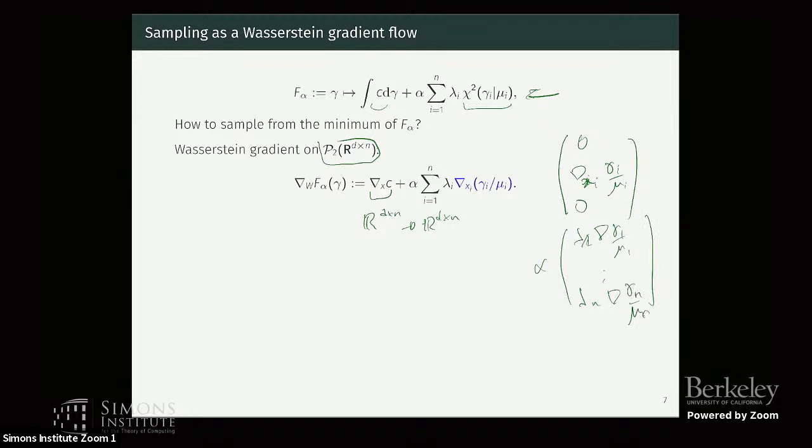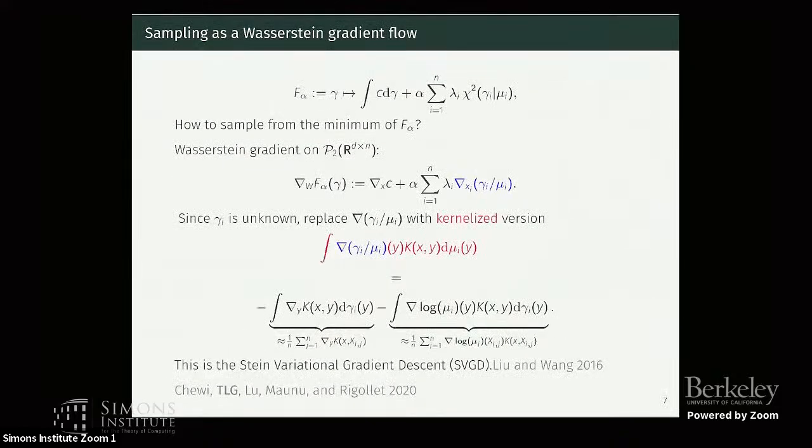Okay, so this is what I would like to implement for doing a gradient descent of my function f alpha. I cannot do that because I don't have access to gamma i, which is a function of where I'm at. To do that, I kernelize this, and we end up with SVGD, which was introduced by Liu and Wang in 2016. What I do is replace this gradient by the same thing convolved with a kernel, and with an integration by parts, I can see that this is equal to these two terms.